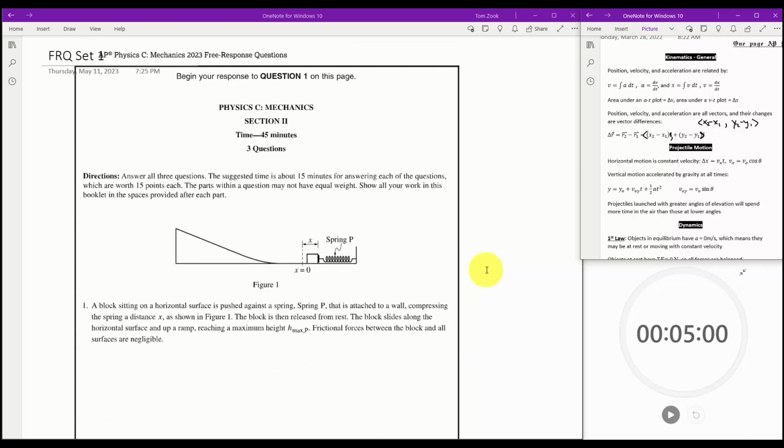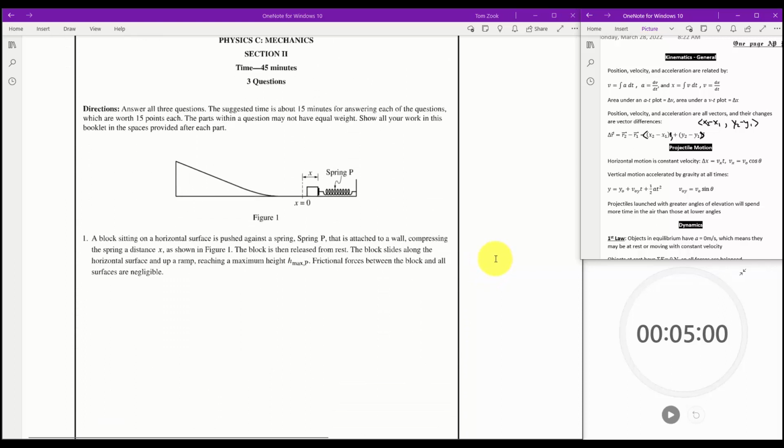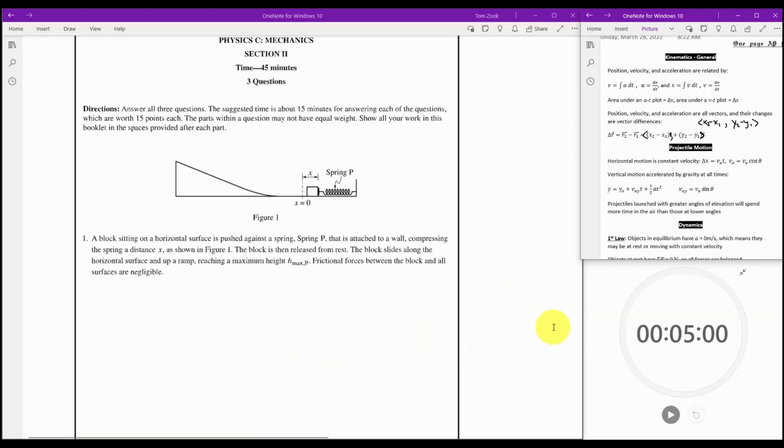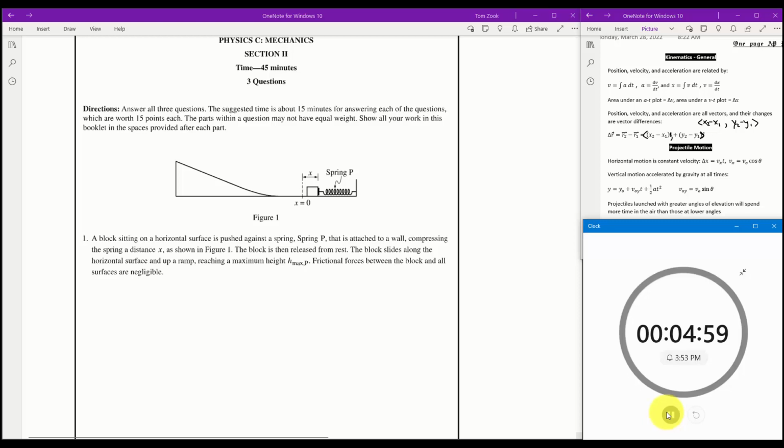But we're here because we want to see what we can get out of a problem in 5 minutes without necessarily trying to finish the whole thing. With the 10 minutes left per problem afterwards, I can put that together into a second video. But anyways, let's go ahead and get started here. I'll start the timer and we'll read the problem and do some setup.